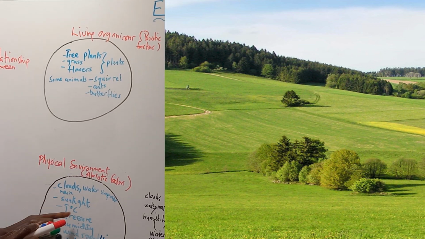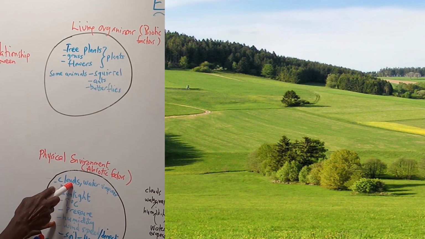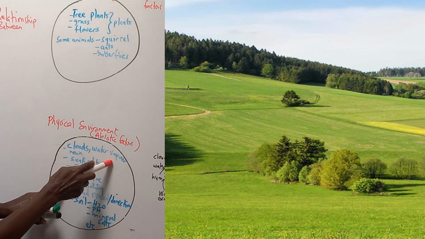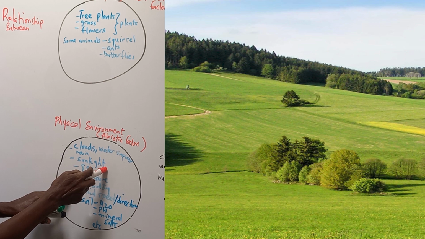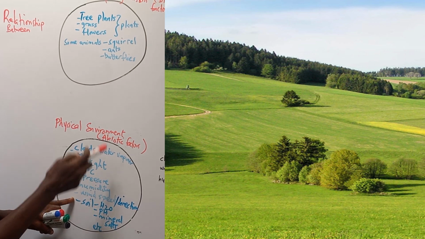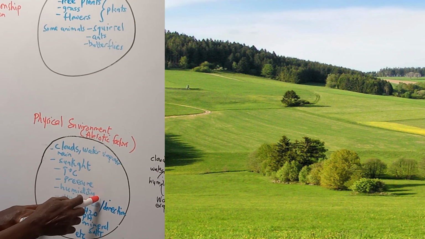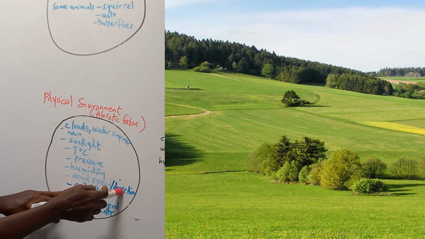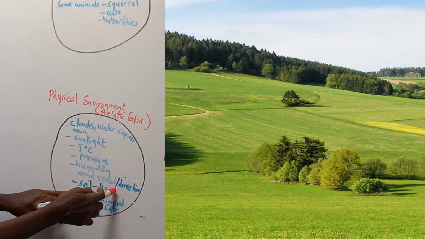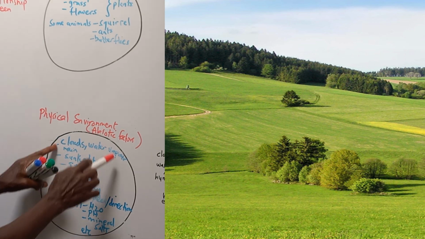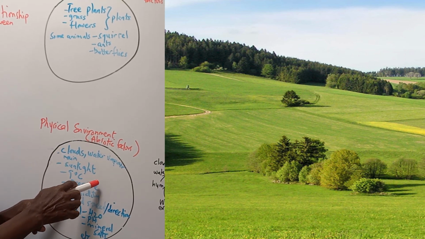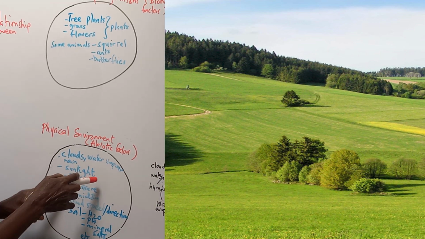And the physical environment, you see we have clouds there. There will be water vapor in there. It can rain sometimes from the clouds. You have sunlight, temperatures will be there, pressure, humidity, wind speed, wind direction, soil, water, pH, mineral salts, etc. This forms the physical environment. The picture there, you can have all these, isn't it?